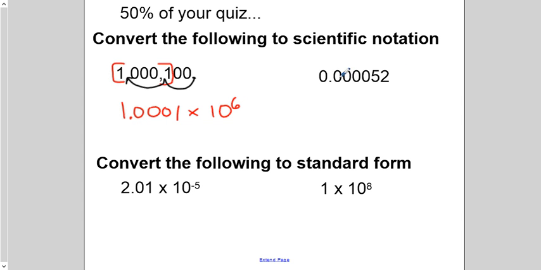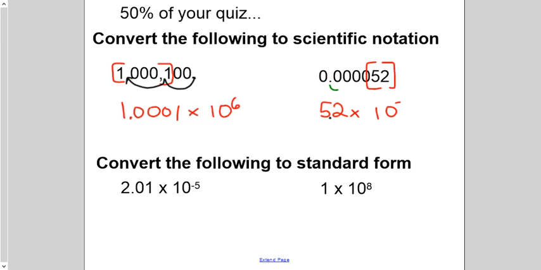Same thing here, even though it's a number smaller than 1. Find the first number that's not 0 and the last number that's not 0. So that's 52, so we'll write out 52 right here. The decimal is always going to be after that first number. Times 10, and since this number is less than 1, it will automatically be a negative exponent.